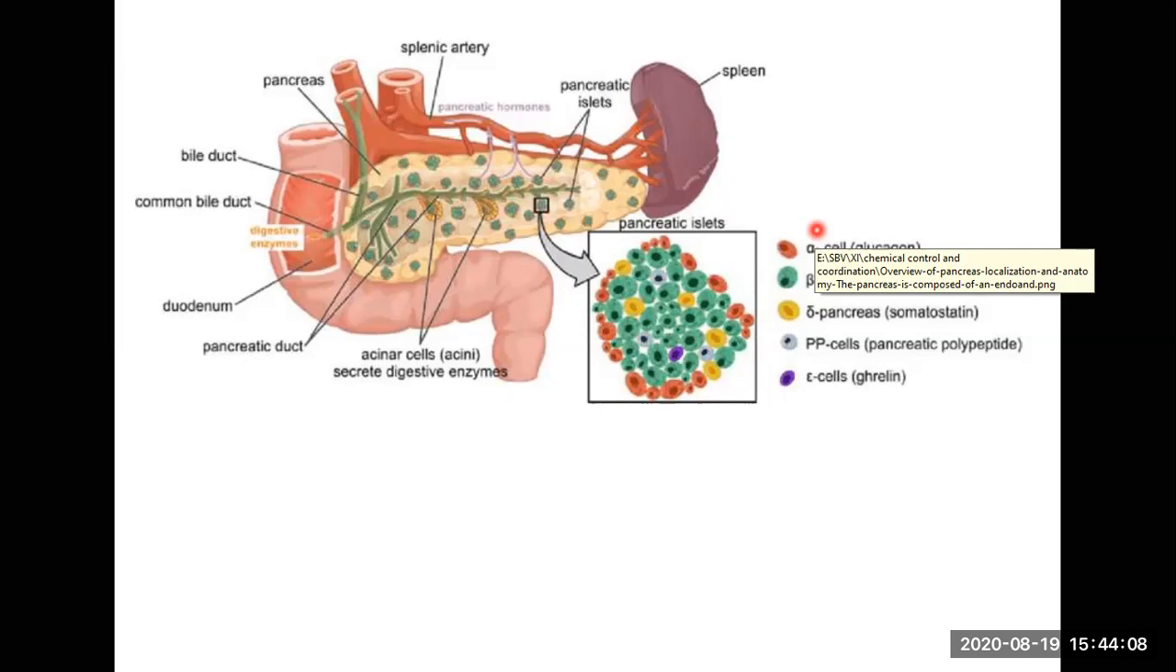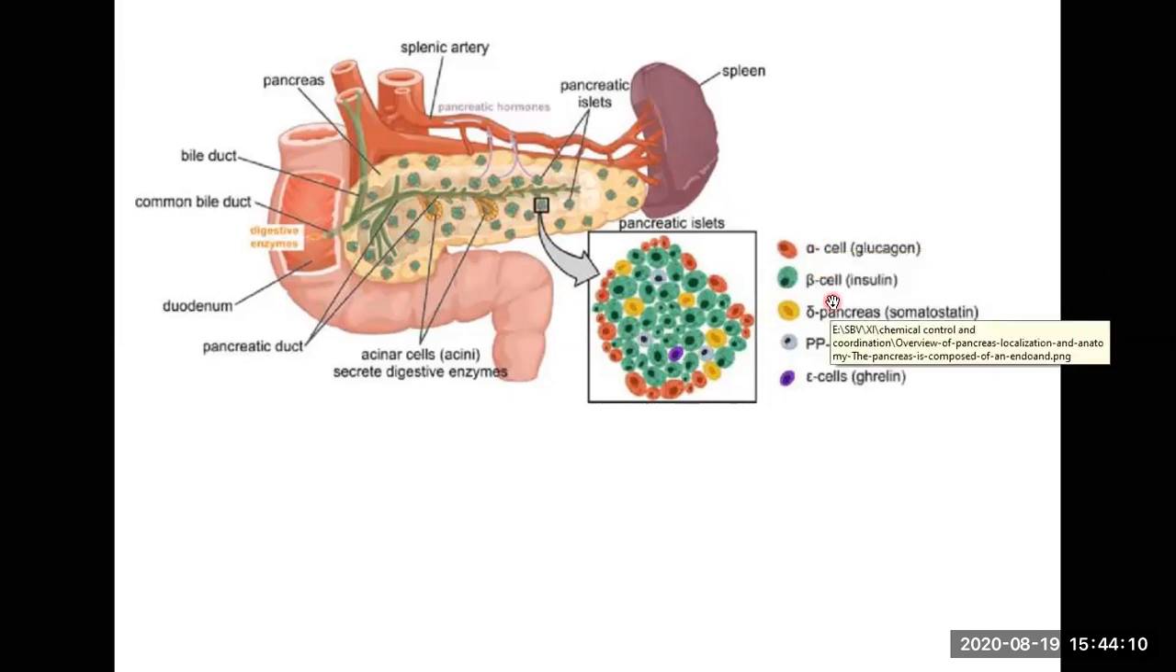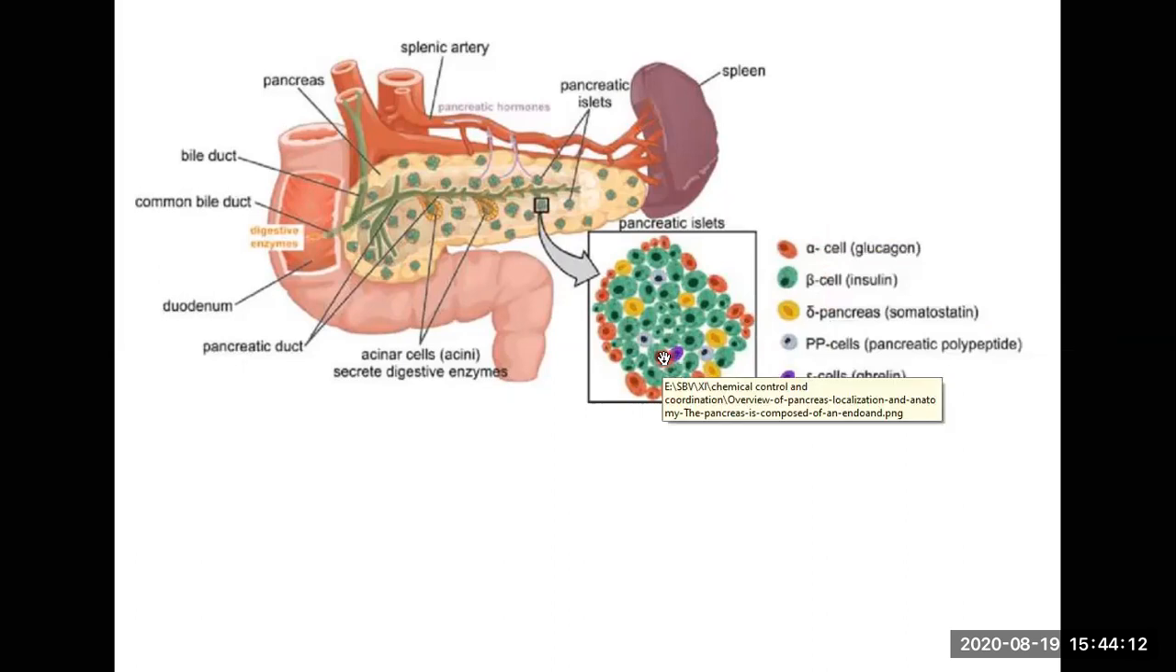Now move on to the next hormone, which is released by beta cells. Beta cells release the hormone insulin, which plays a major role in regulation of glucose homeostasis, or balance, in our body.